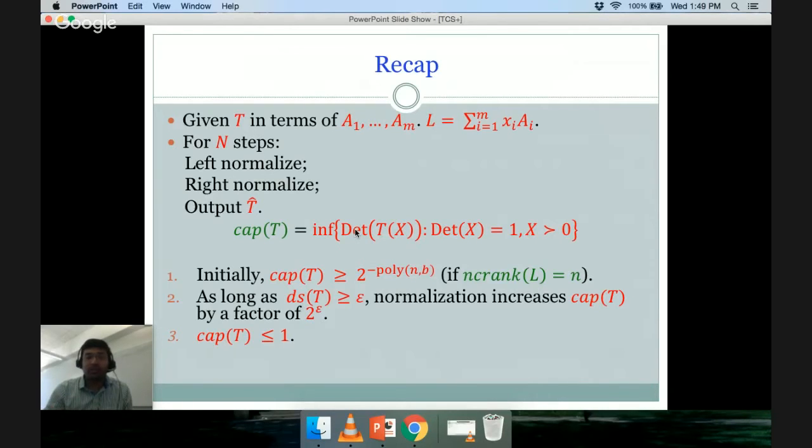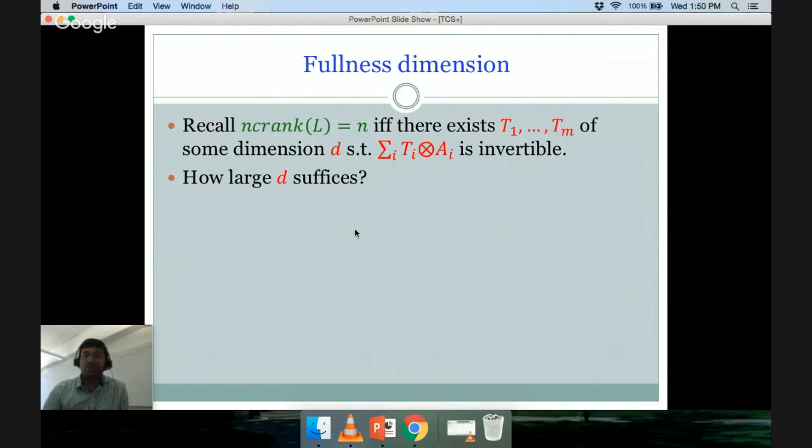We had this potential function called the capacity of the operator. We had three steps where we wanted to prove a substantial lower bound on the capacity to start with, and it was easy to prove that capacity always increases by normalization and that capacity is bounded by 1. This will give you the convergence rate of the algorithm. The main bound here is that the capacity of T should be at least 2 to the minus poly(n) whenever the non-commutative rank of L is n. So whenever the algorithm converges, the capacity should have a substantial lower bound. And how do we prove this lower bound?